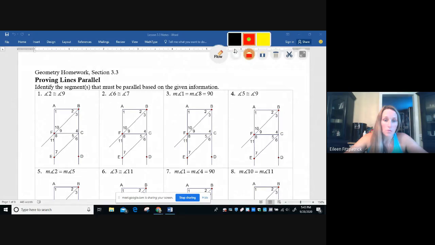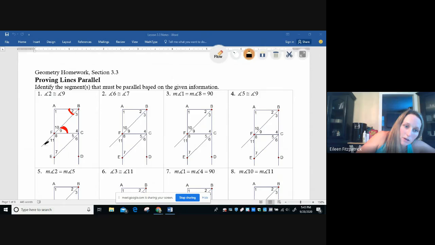So first thing I'm going to do is I'm going to mark the information that's given. You're told that angle 2 is congruent to angle 9. So to the best of my ability, I'm going to put an arc on angle 2 and an arc on angle 9. Then I'm going to look for what line, I'm going to call them line even though they're segments, what line do they have in common? What line forms both angle 9 and angle 2? Hopefully you see it right here. It's FB. I'm going to trace over that. That is your transversal. If there is no common line, you can pretty much stop the problem.